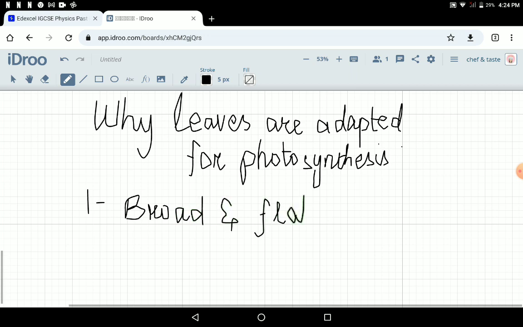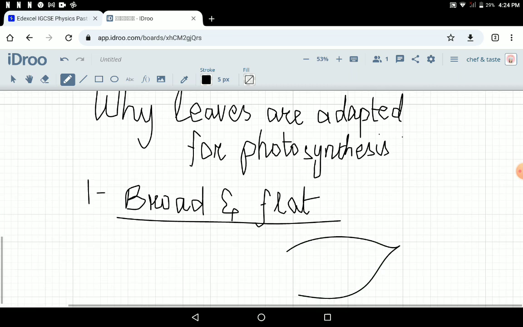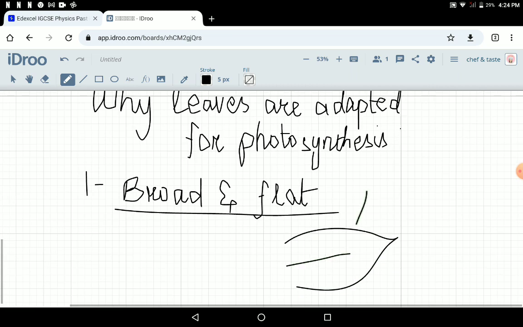When something is broad and flat, it will provide maximum surface area, and this maximum surface area will increase the area to absorb sunlight. For example, if a leaf is very broad, a lot of regions are there to absorb sunlight. In this way, more sunlight will be captured, and more carbon dioxide will be absorbed, and the rate of photosynthesis will be high.